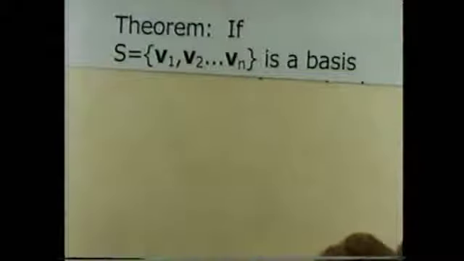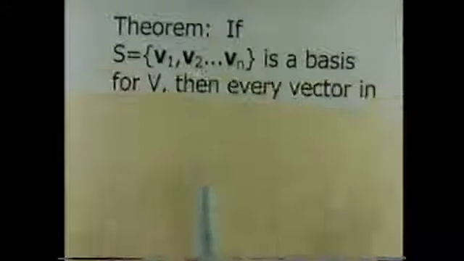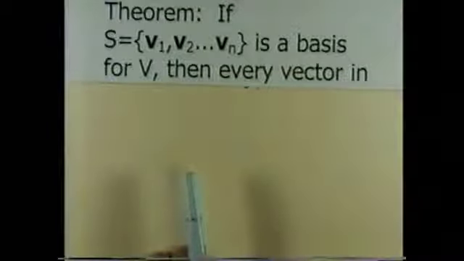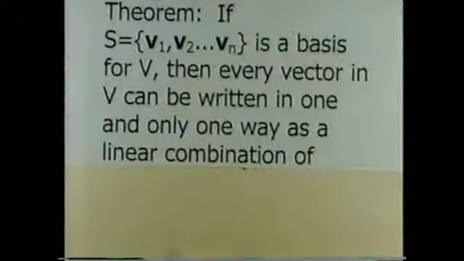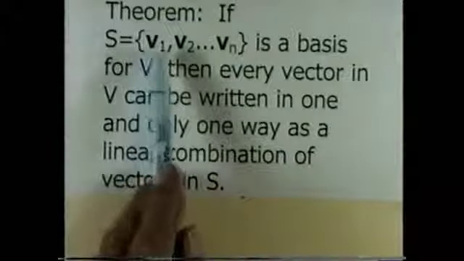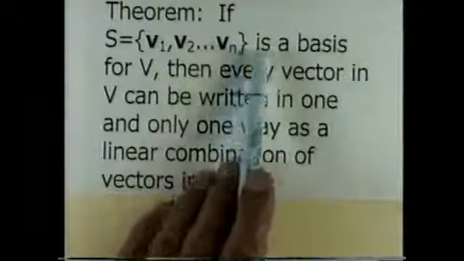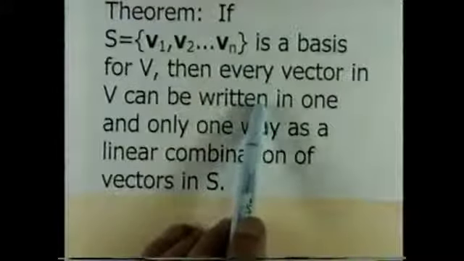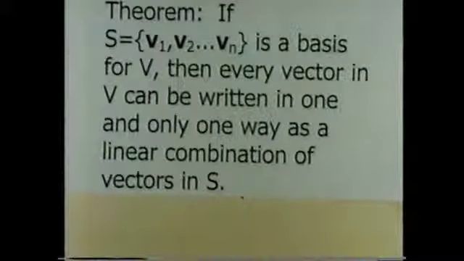So let's look at the theorem. If S equals {V1, V2, ..., Vn} is a basis for a vector space V, then every vector in V can be written in one and only one way as a linear combination of vectors in S. Now if it's a basis, then we know that it can be written in one way, and that's rather obvious as I'll show in the proof. The other part, that it's unique, is important for some of the future theorems that you're going to be presented.